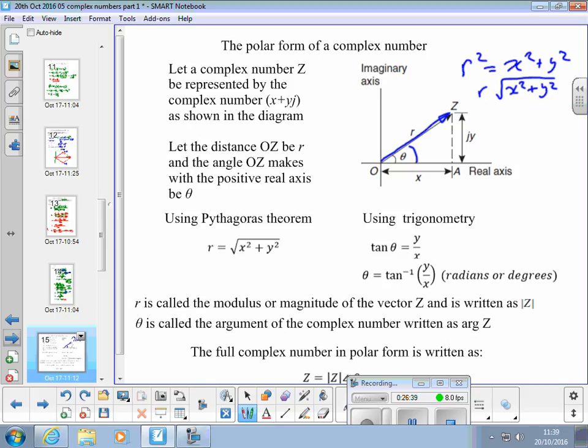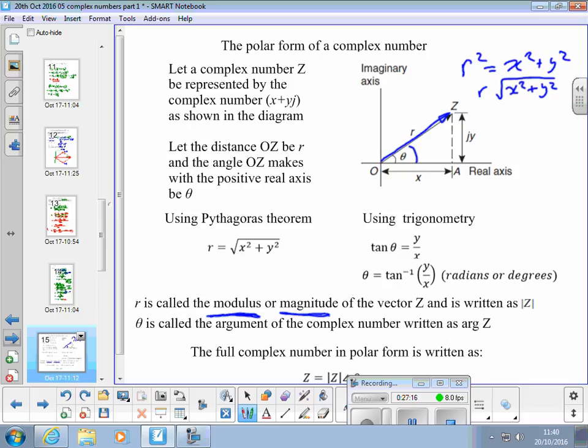So mathematicians call r the modulus. As an engineer, I tend to think more of it as the magnitude, the size of that vector. How many amps is it? How many volts is it? If we have it in rectangular form, as x plus jy form, it doesn't tell us directly how many amps or volts it is. We need it in polar form to know the magnitude of that vector.